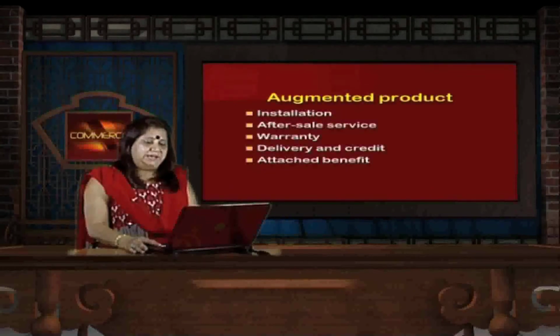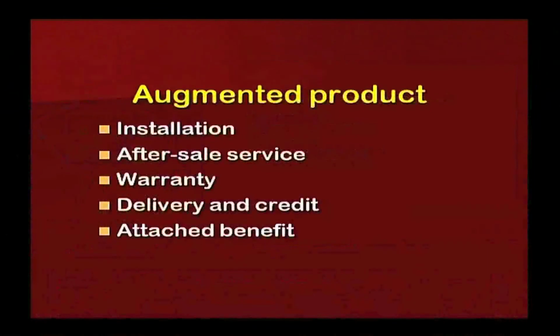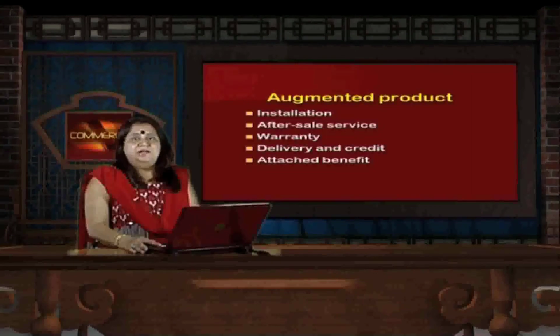Now, let us study the augmented product. Augmented product is the extra benefits which we associate with the product, which involve installation, after sales services, warranty, delivery and credit. It is the attached benefit. When we talk about technological products, they need to be installed. They need to perform the basic utilities where the customers need functions through proper installation and a comfort zone to perform the functions in an easy way.